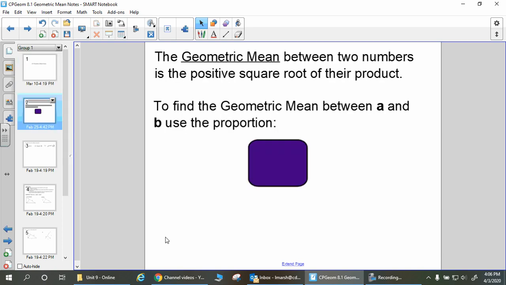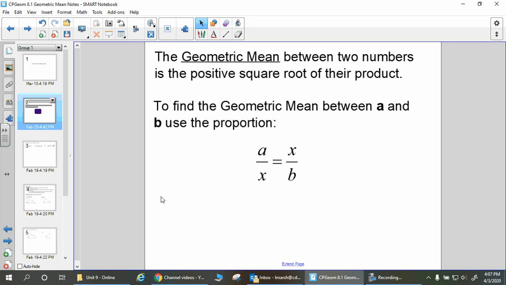So first thing, let's talk definition. The geometric mean between two numbers is the positive square root of their product. So to find the geometric mean between value A and value B, you're going to set up this proportion: A over X equals X over B.